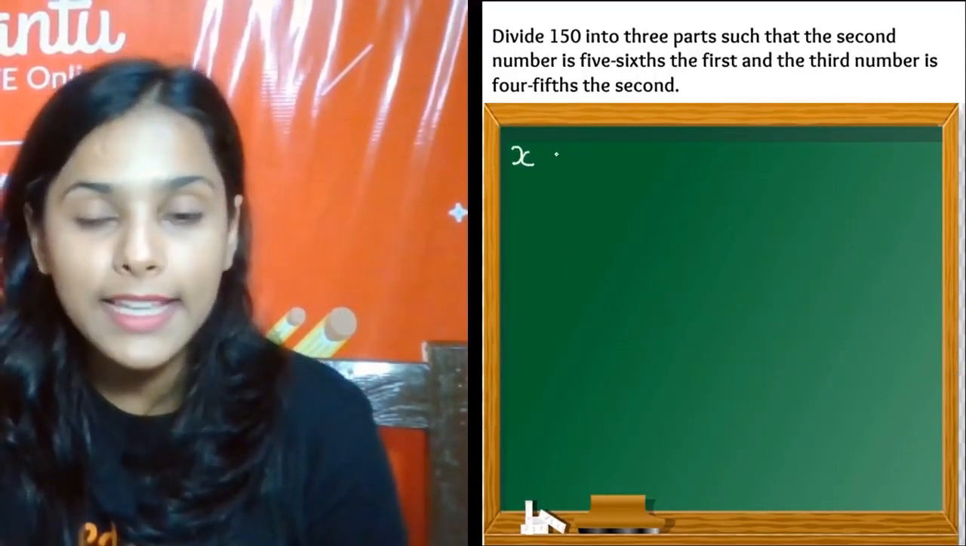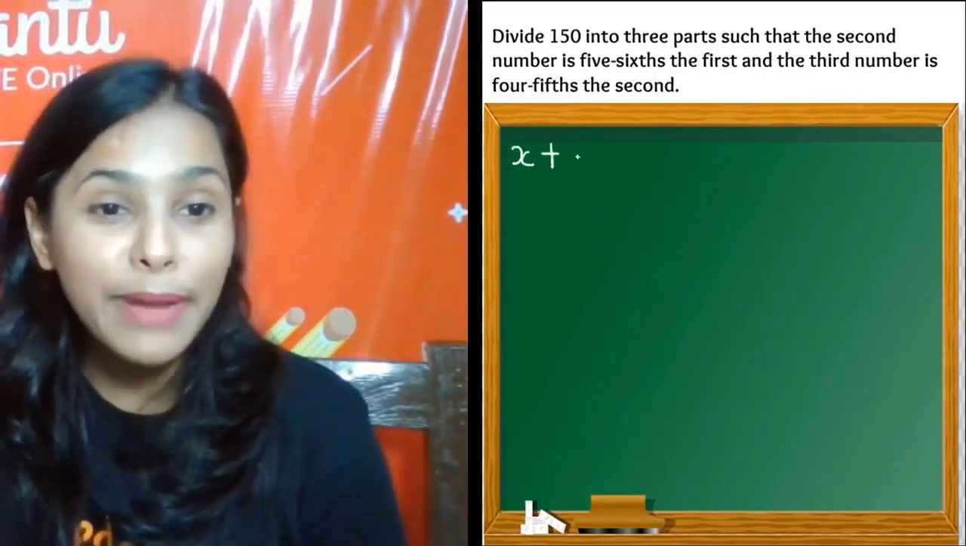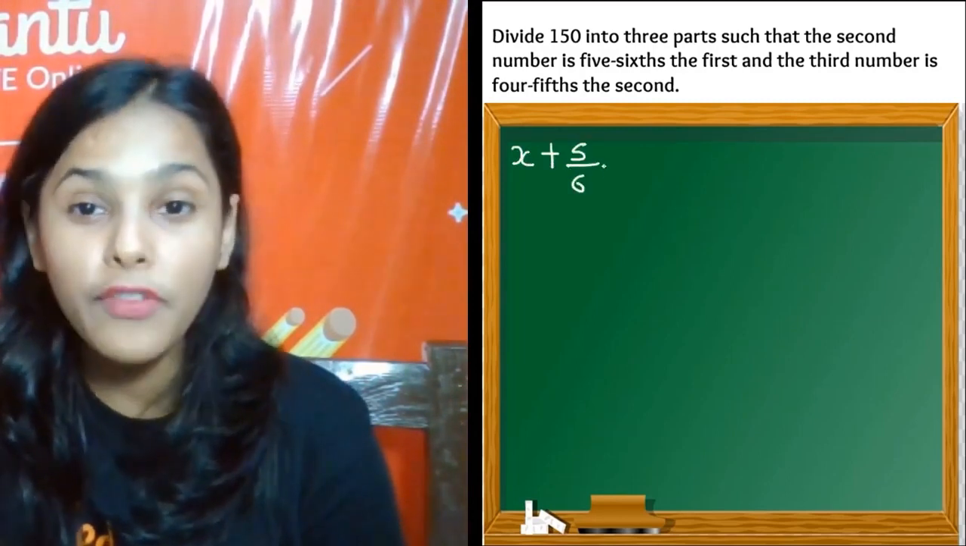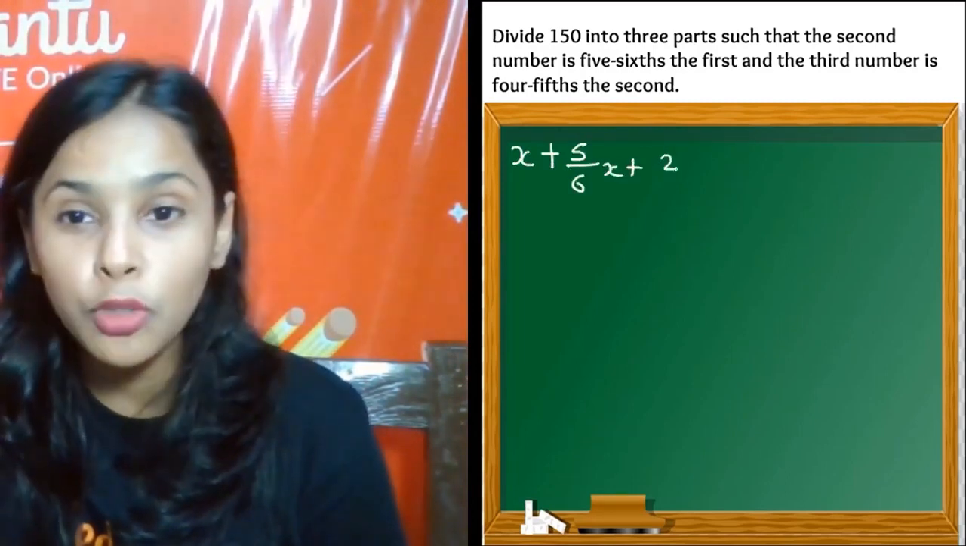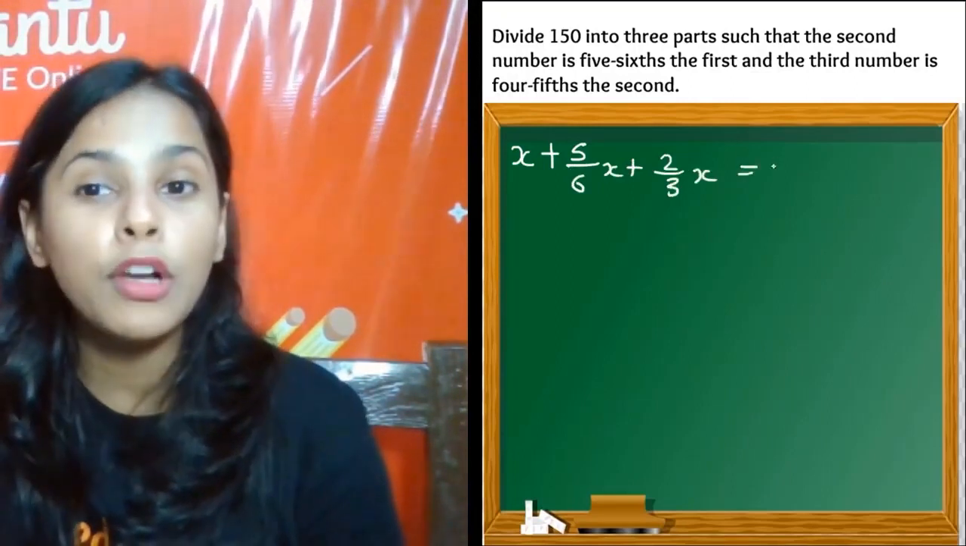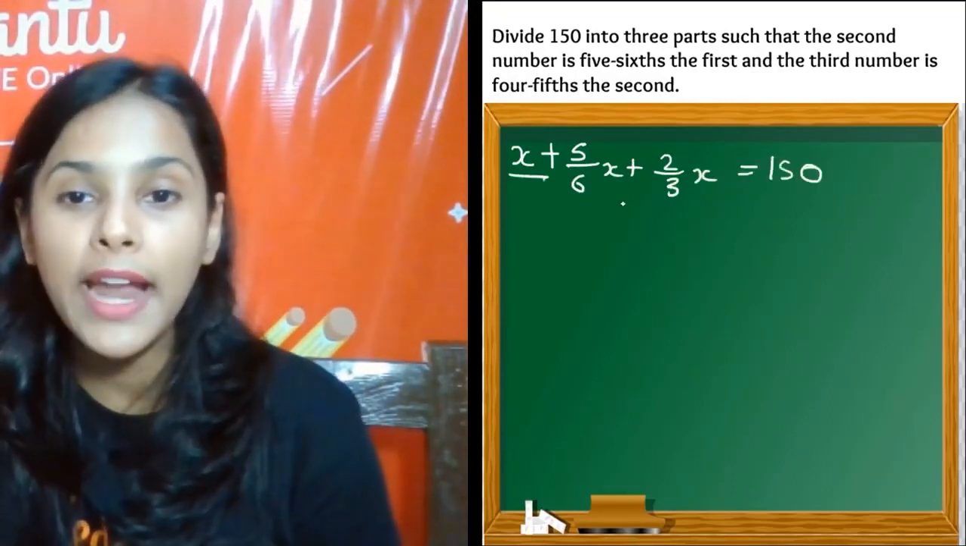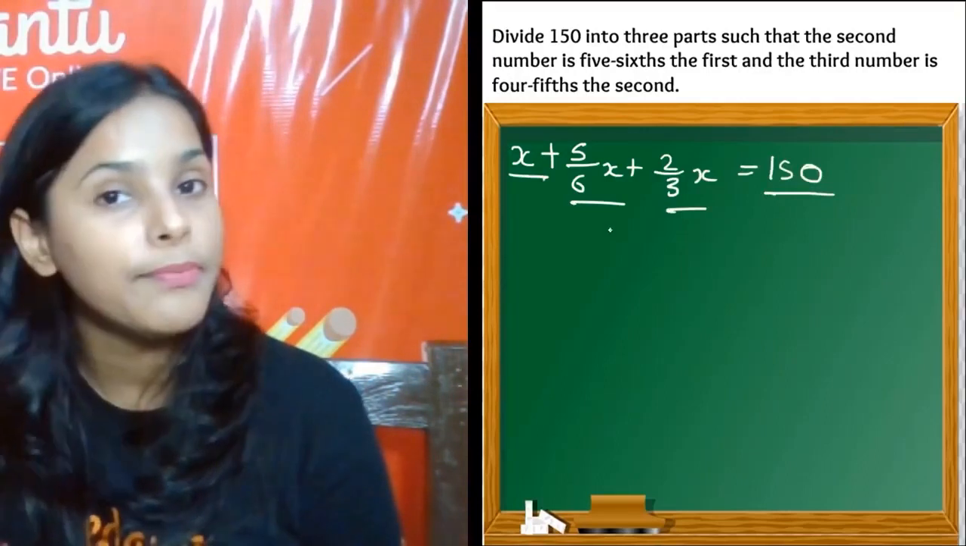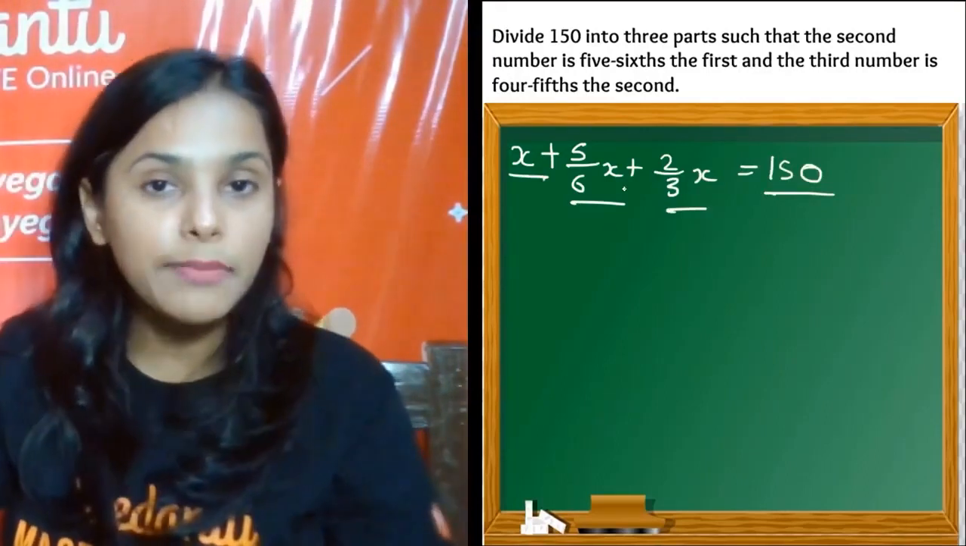फर्स्ट नंबर वाज x, सेकंड नंबर वाज 5 by 6 of x और थर्ड नंबर आपने निकाल लिया था 2 by 3 of x इज इक्वल टू 150. इन तीनों को ऐड करने पे आपको 150 ही मिलेगा. ठीक है, क्योंकि 150 को आपने 3 पार्ट्स में डिवाइड किया था.